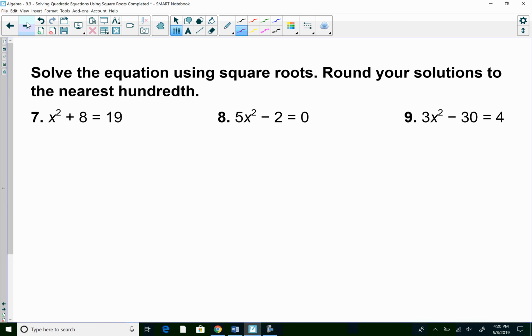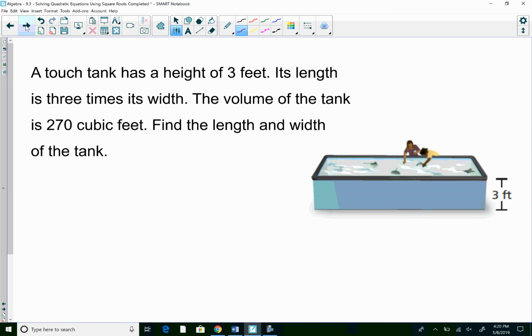So let's move on to the next example. I did put these in your packet. Your task right now is to figure out 7, 8, and 9. Solve them, pause the video. None of them should turn out to be super nice numbers, so go ahead and do your thing here. I'm going to move on to the next example.